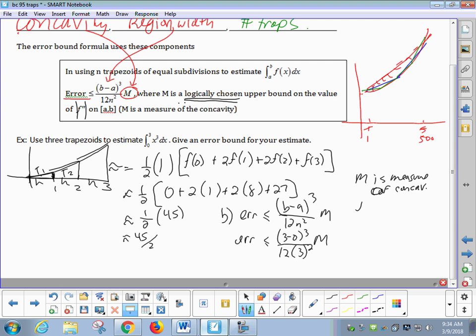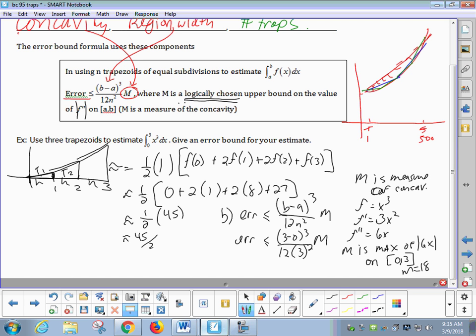So here we go. F is x cubed. F prime is 3x squared. F double prime is 6x. So m would represent the max of the absolute value of 6x on the interval 0 to 3. The greatest possible concavity measure I could get on that interval. Well, what's the greatest 6x could be using x's from 0 to 3? 18. 18 is my m. Okay?